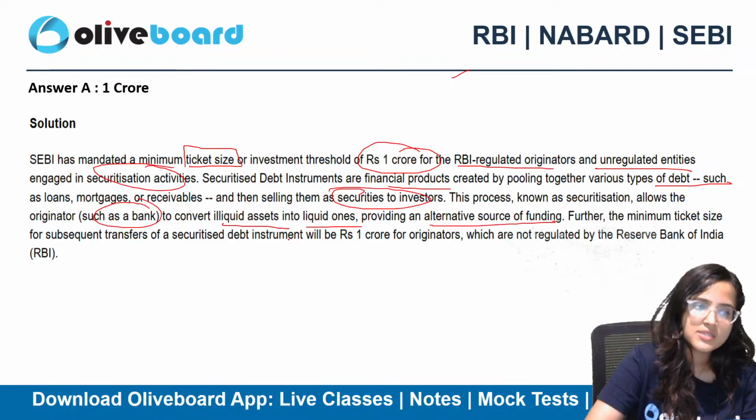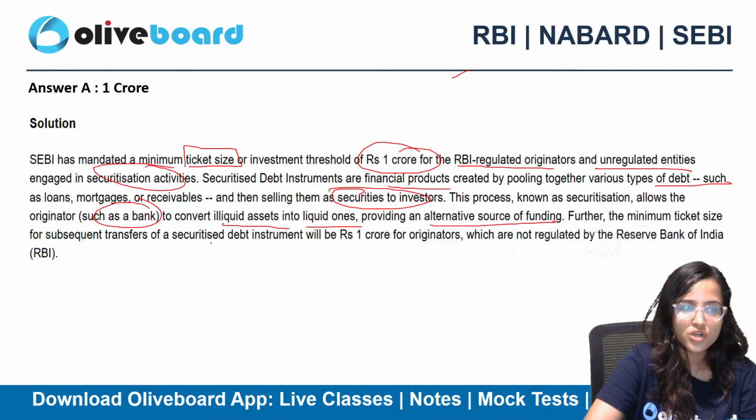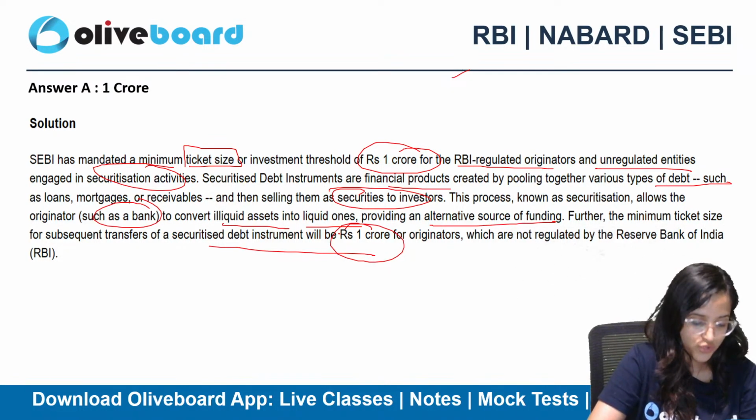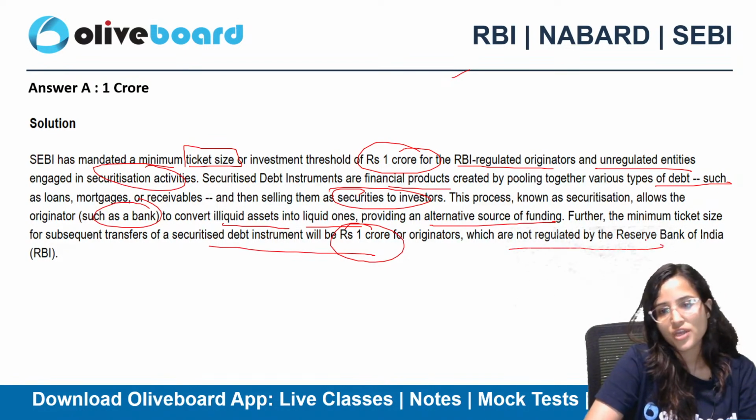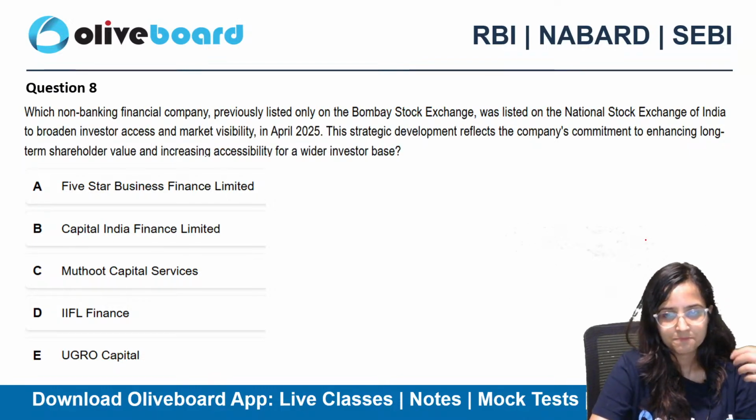Further, the minimum ticket size for subsequent transfers of a securitized debt instrument will be 1 crore for originators which are not regulated by RBI.